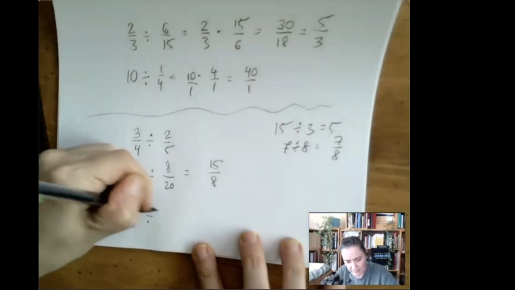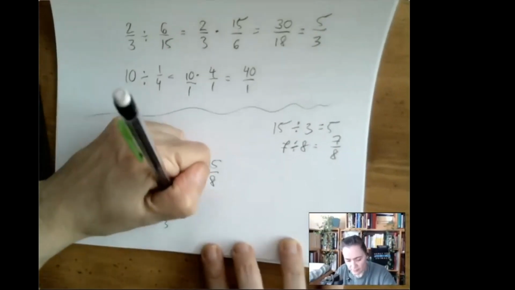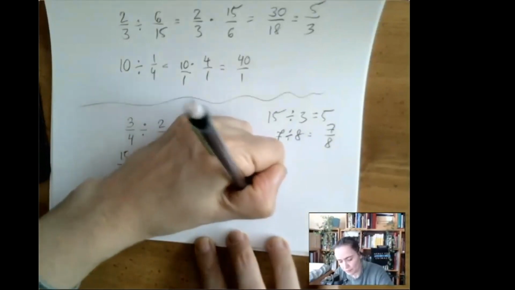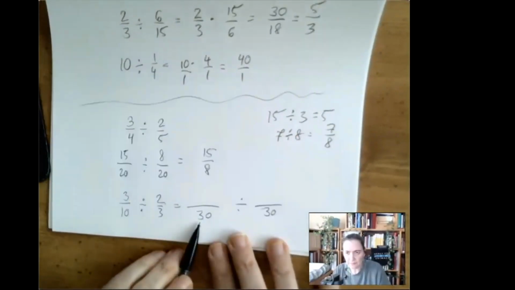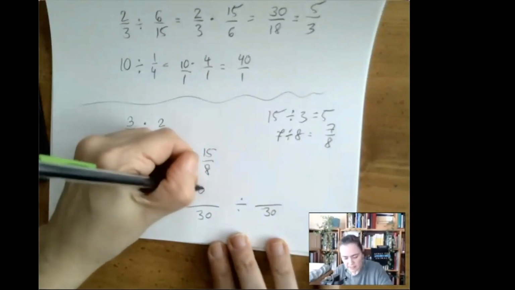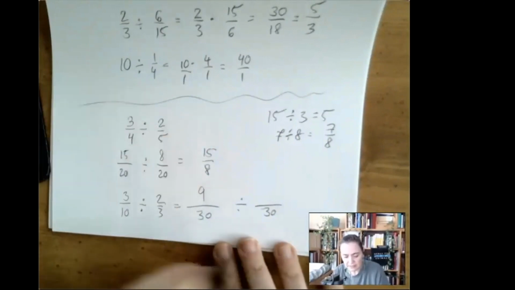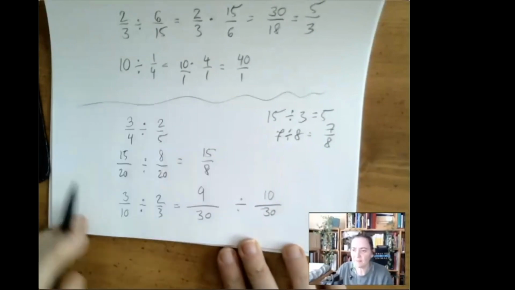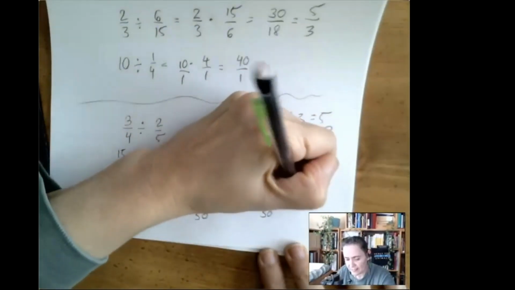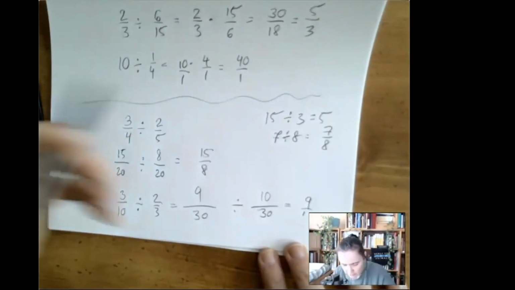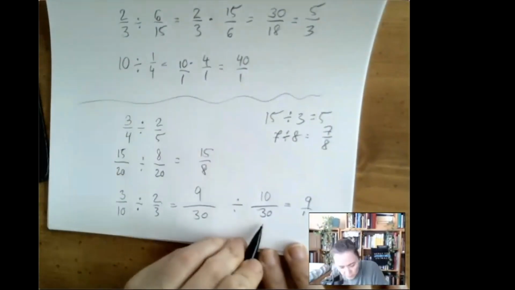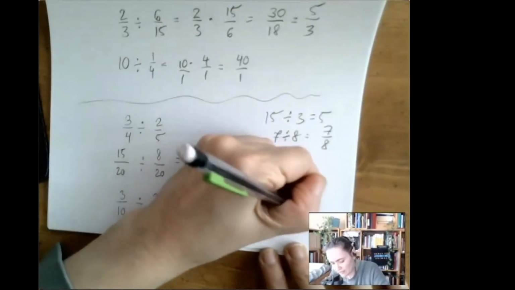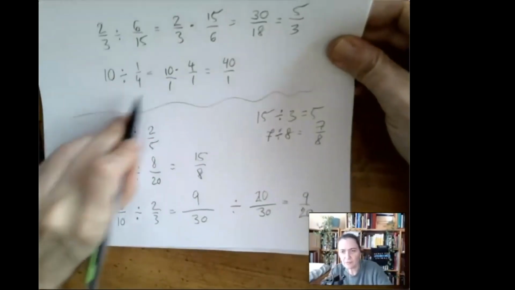3/10 divided by 2/3. So you don't have to do this, but in case you want, the common denominator would be 30. 10 to 30, that was a multiplication by 3, so that's 9. 3 to 30, that's a multiplication by 10. So now that we have the same things, it's 9/30, and 2 times 10 is 20. So we have 9/20. We can do this one too.